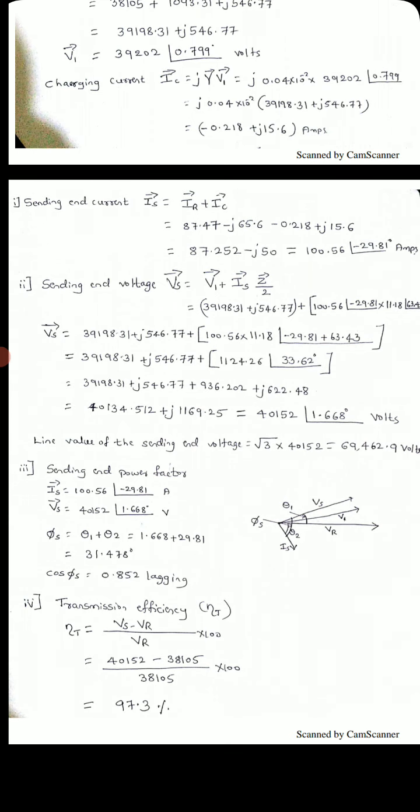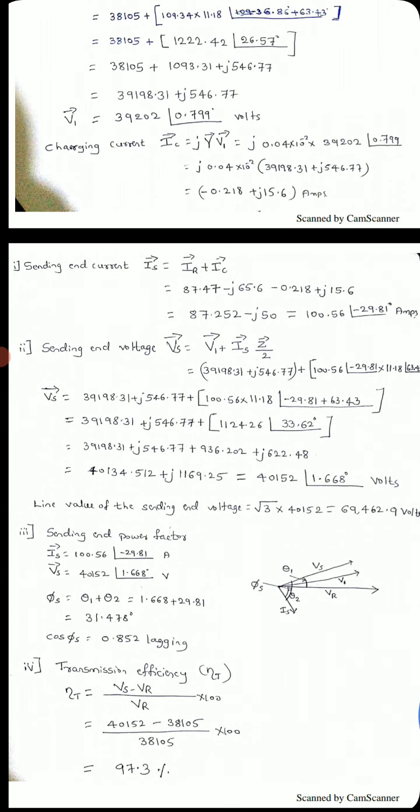Transmission efficiency we know. Transmission efficiency is the receiving end power divided by the sending end power. Here the fourth one is the regulation we found out, that is sending end voltage minus receiving end voltage divided by receiving end voltage. We are getting 97.3. Okay, so you can calculate this one by your own once again to get the result.